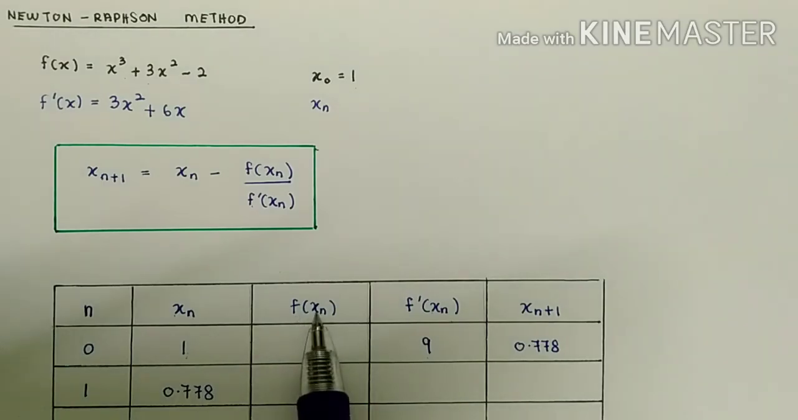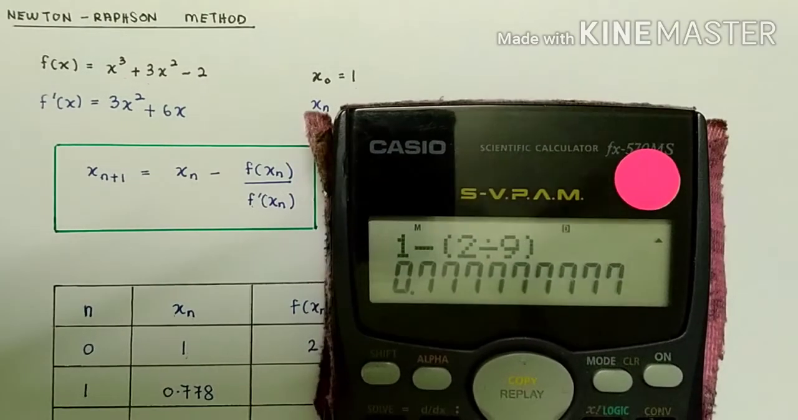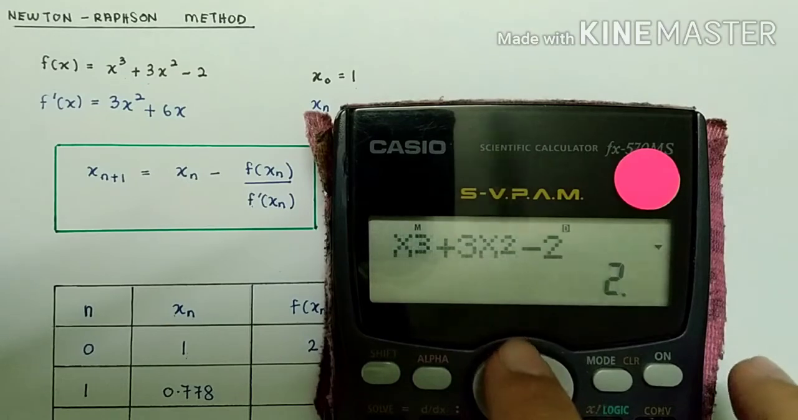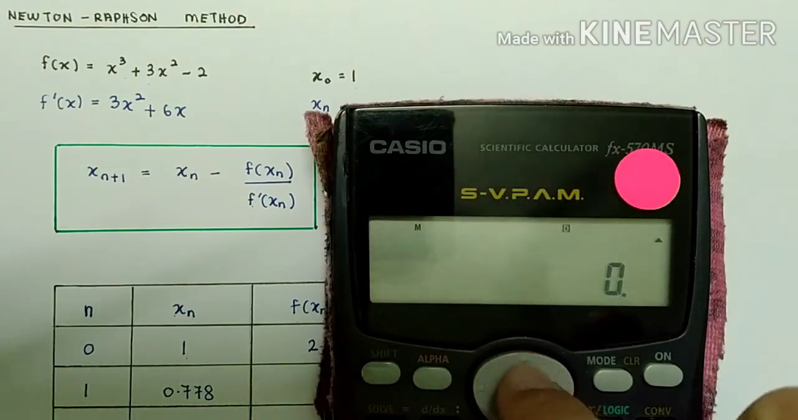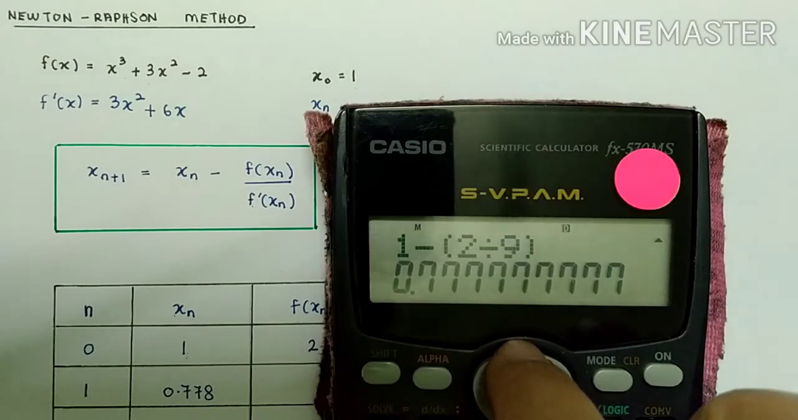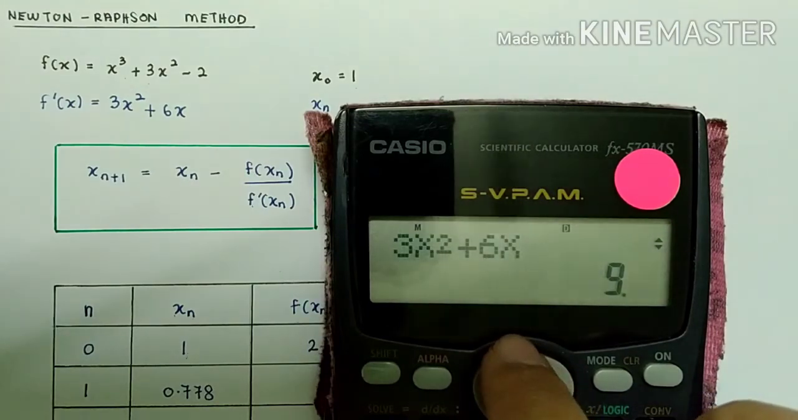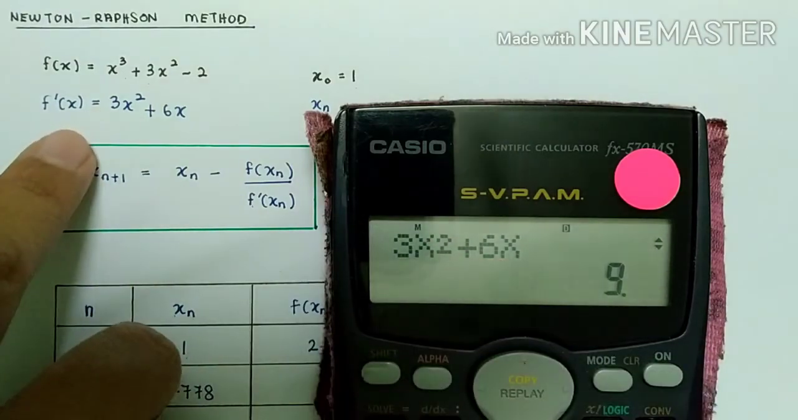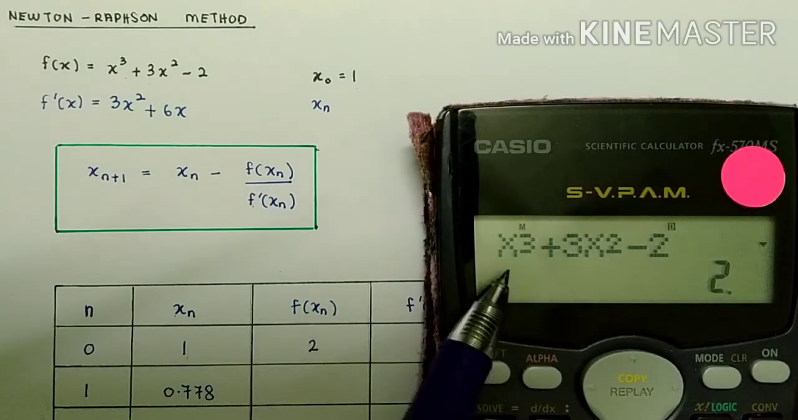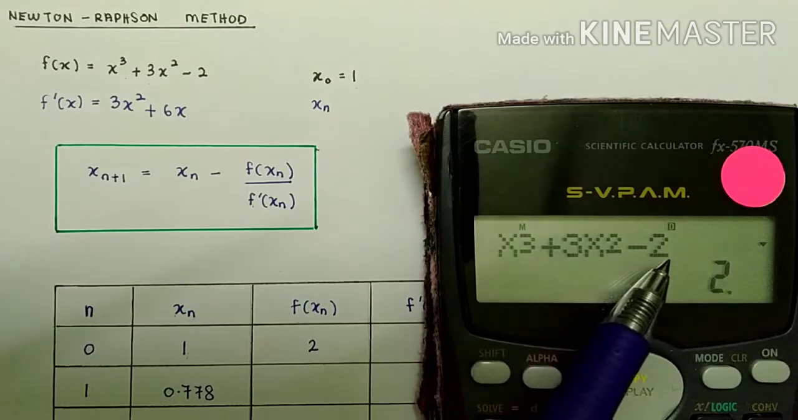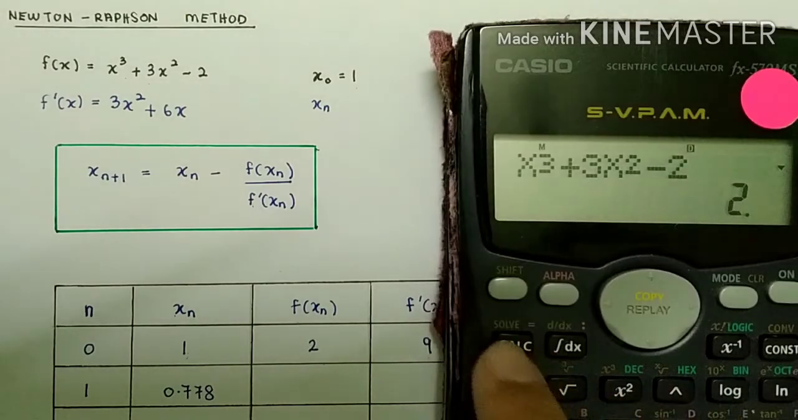Okay, so to find f(xn) again, just now we already keyed the function into the calculator. So we just press the arrow up button here. We find the function of f just now. This one is 3x squared plus 6x, this is f prime x. So we must find the value of f(x). The function of f(x) is x cubed plus 3x squared minus 2. And then we just press calculate.